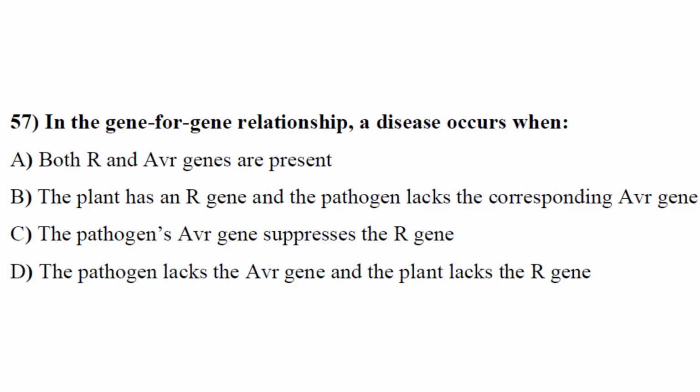57. In the gene-for-gene relationship, a disease occurs when: A. Both R and AVR genes are present. B. The plant has an R gene and the pathogen lacks the corresponding AVR gene. C. The pathogen's AVR gene suppresses the R gene. D. The pathogen lacks the AVR gene and the plant lacks the R gene. Answer: D. The pathogen lacks the AVR gene and the plant lacks the R gene.